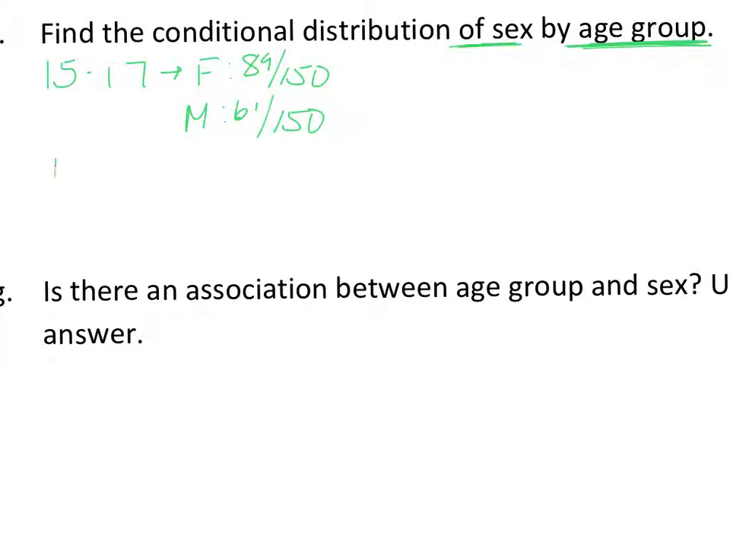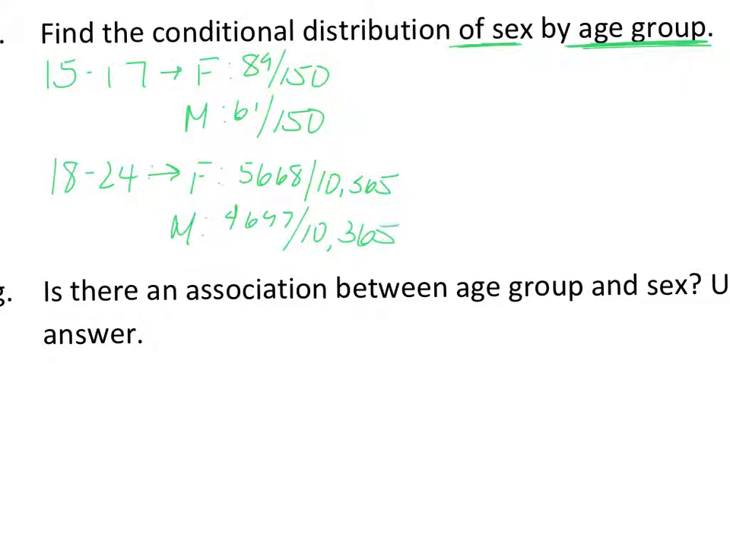For our group from 18 to 24, our females are 5,668 out of 10,365. And our males are 4,697 out of 10,365. Okay, I'm going to do the other two off to the side, and I'm going to change these into percentages, and then we'll talk about the next question.